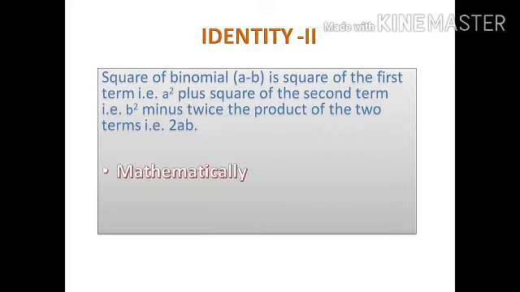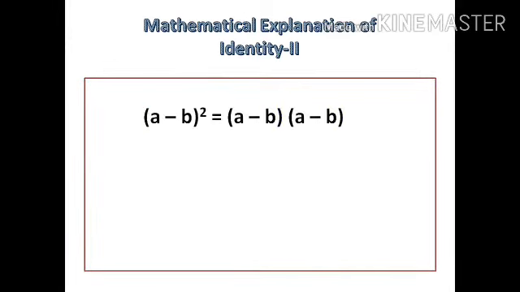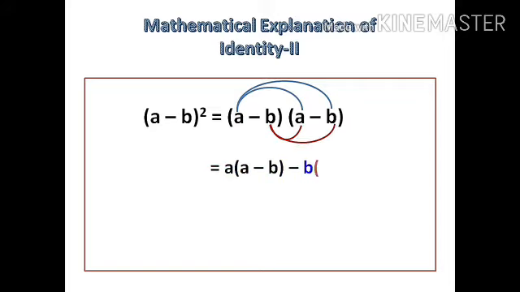Here in this video, we will see the mathematical and geometrical explanation of identity 2. So let us start with the mathematical explanation first. (a minus b) whole squared means multiplication of binomial a minus b with itself. Let us multiply a with the second term, a and b, and then multiply b with the second term, a and b. After multiplying and simplifying, we get (a minus b) whole squared equals a squared minus 2ab plus b squared.